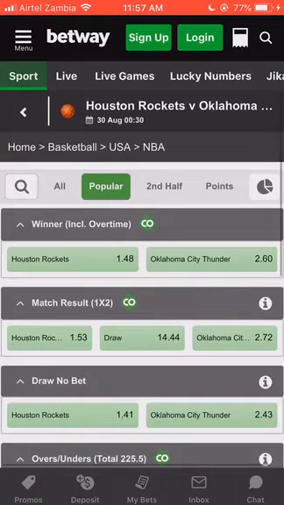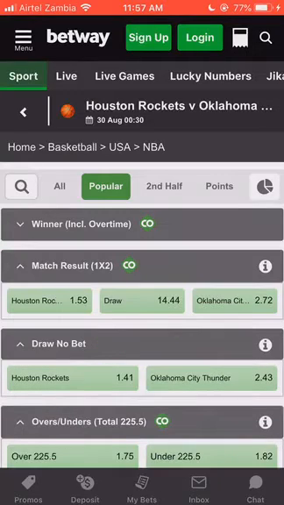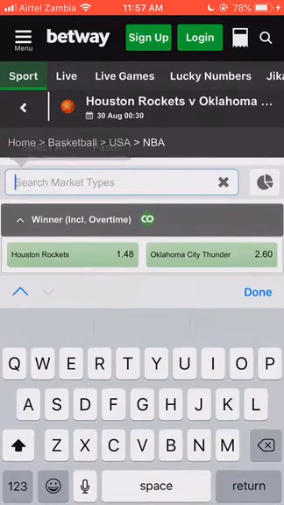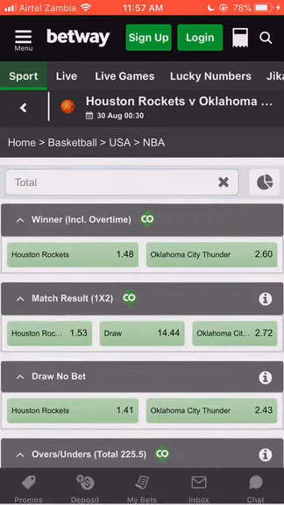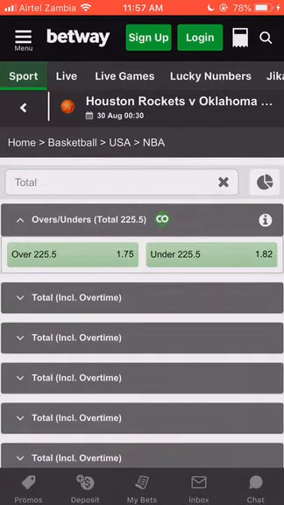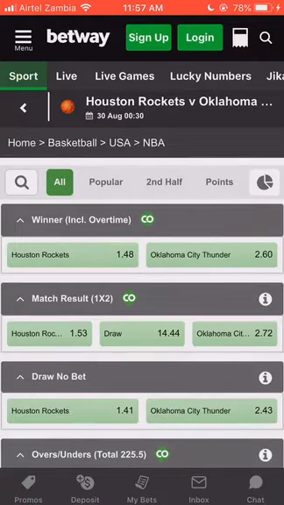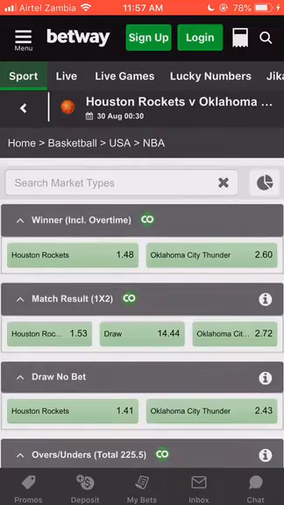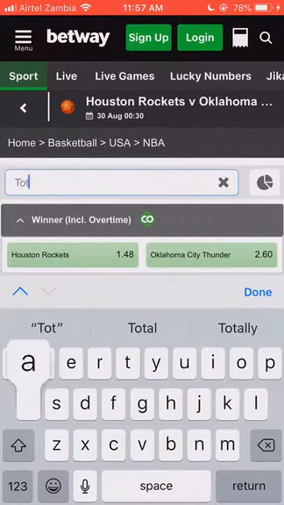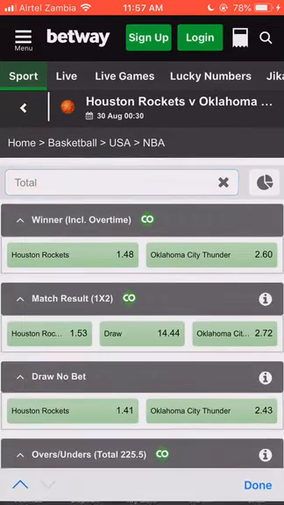Okay, so we're here. Not going to complain. I'm happy to be here. Okay, so I go to the search bar, and this is where you find these markets. You don't find them in the popular tab. And if you go to all, you're going to be scrolling and scrolling, okay? Don't go to the popular tab. Use the little search icon and look for total, okay?